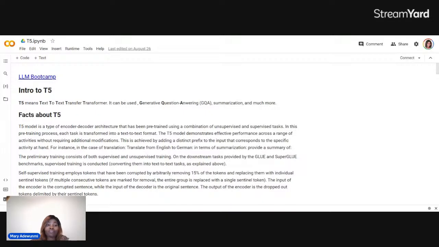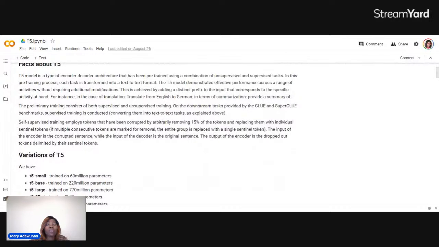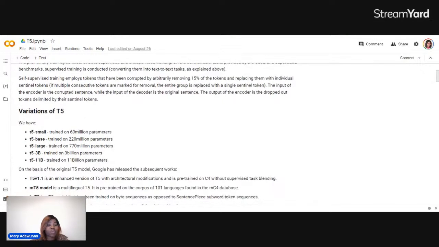So, what are the facts about T5? The model is a type of encoder-decoder architecture which has been pre-trained using a combination of unsupervised and supervised tasks. You saw me stress that word, pre-trained. Pre-trained means they are ready-made models that you can just tap into and use, whether you're accessing them through an API, a web server, or virtual environments. In this pre-training process, each task is transformed into a text-to-text format. The T5 model demonstrates effective performance across a range of tasks, and it can be used for text transformation. As time goes on, I will explain the framework and how it works.